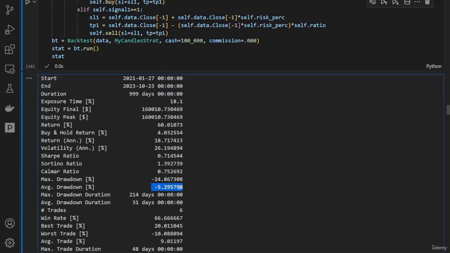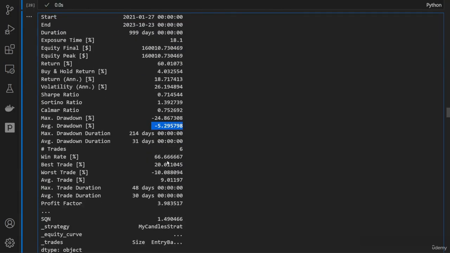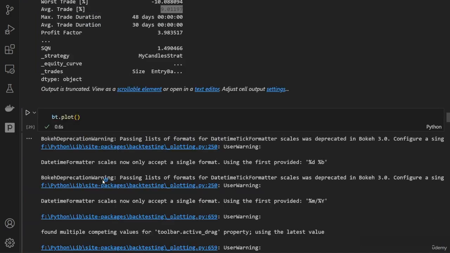We have 6 trades. And the win rate is 66%. That's not bad. The best trade brought 20%, and the worst trade put us down minus 10%. Average trade is positive, so it's plus 9%, taking into account all the trades, winning and losing trades. We could plot it, bt.plot.